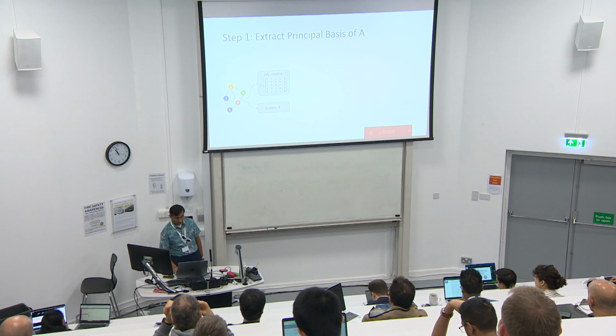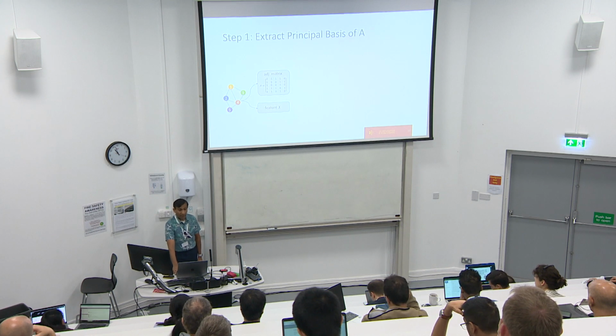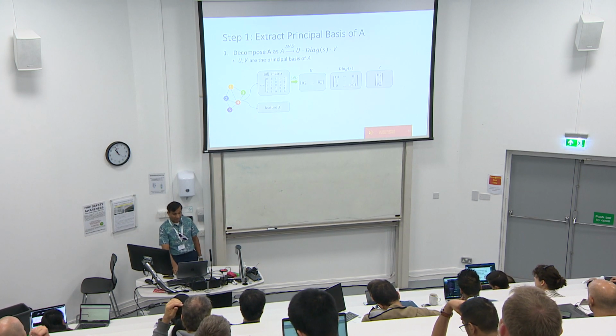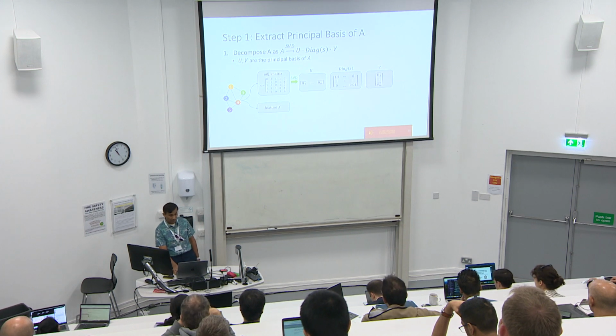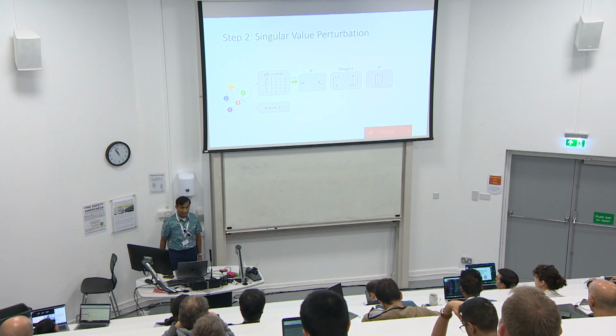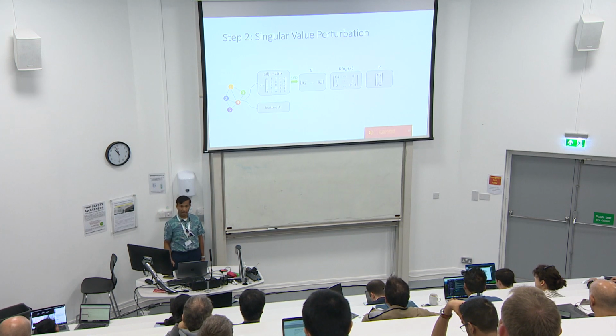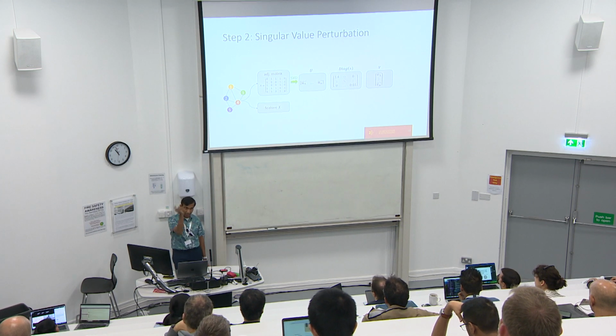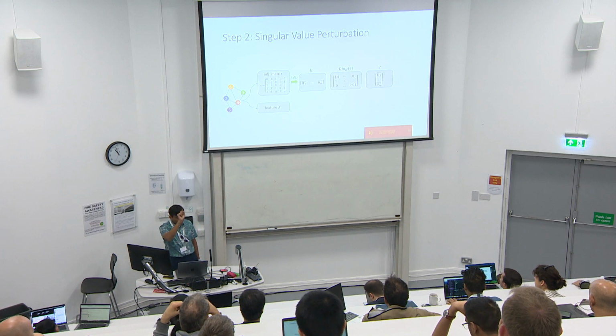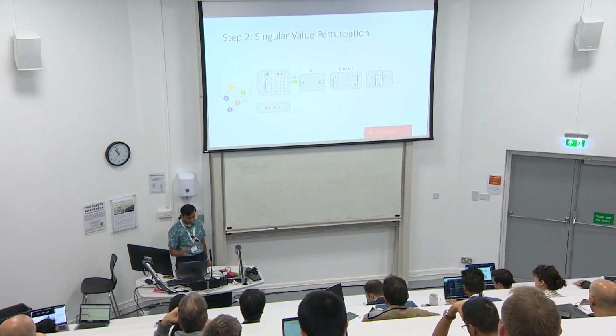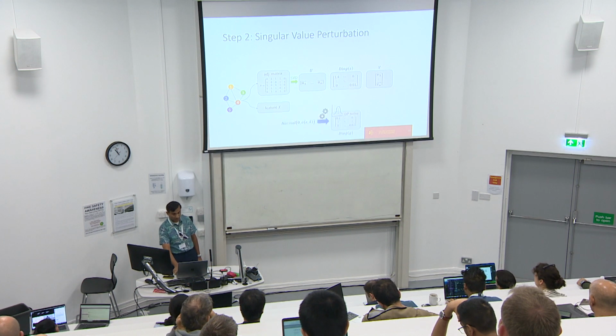And so what are the 3 steps? In step 1, we're going to extract the principal basis of A, as shown before. And then second, we extract the singular values, and we're going to perturb just the singular values, because remember that U and V are shared between A and A prime, and therefore I'm going to take the singular values and perturb only the singular values of this matrix itself.